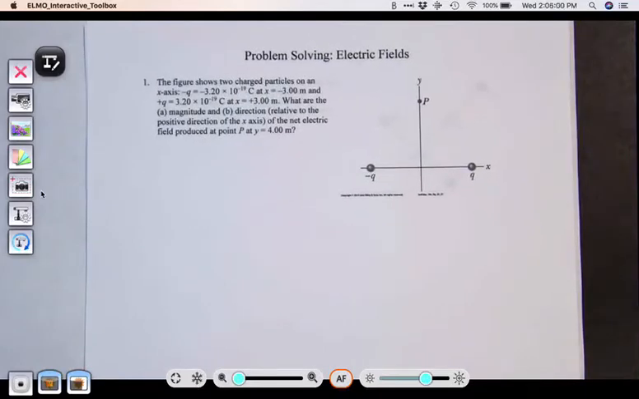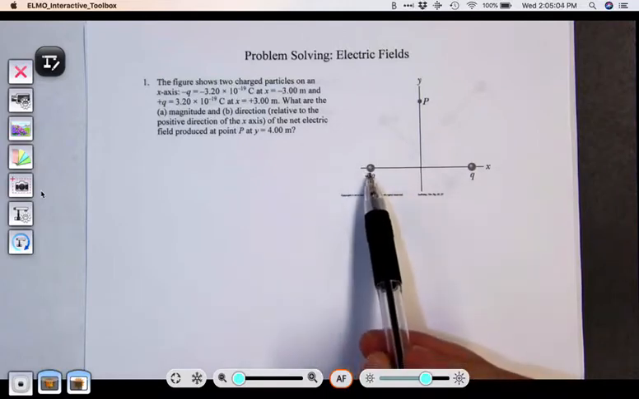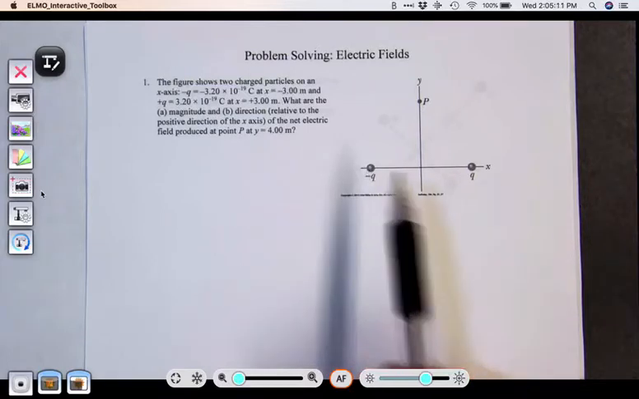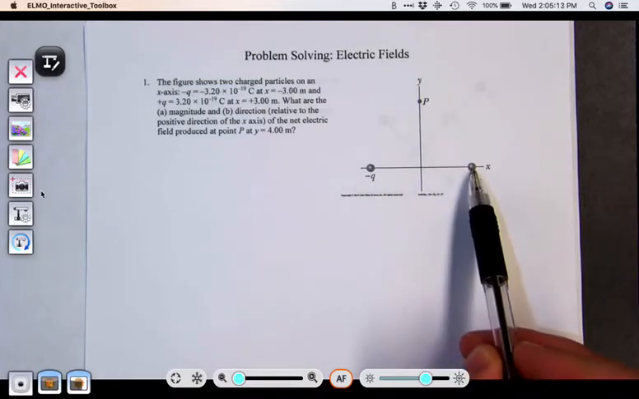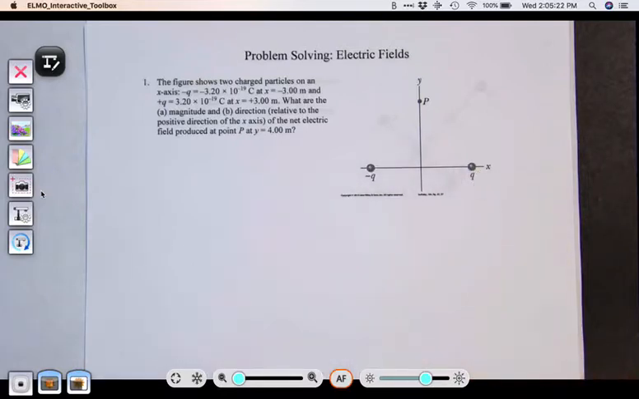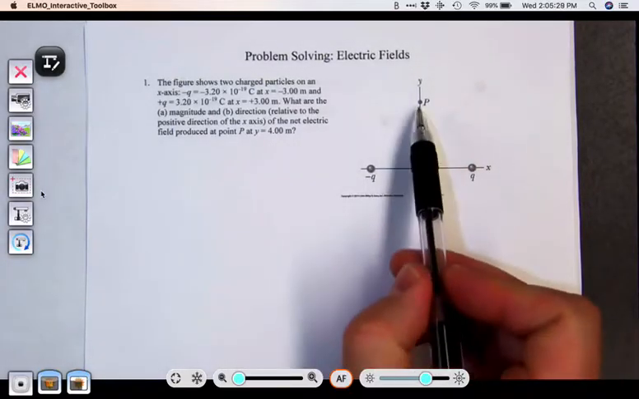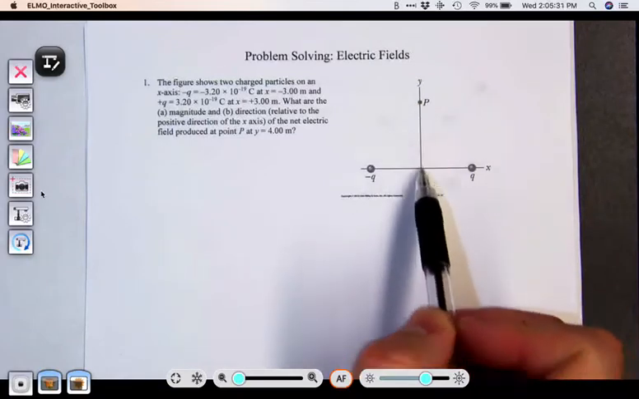The first problem says the figure shows two charged particles on an x-axis. We have negative q, which has a charge of negative 3.2 times 10 to the negative 19 coulombs at the minus 3 meter mark, and positive q, which has a charge of plus 3.2 times 10 to the negative 19 coulombs at the positive 3 meter mark. What are the magnitude and direction relative to the positive direction of the x-axis of the net electric field produced at point P, which is up here 4 meters up along the y-axis?